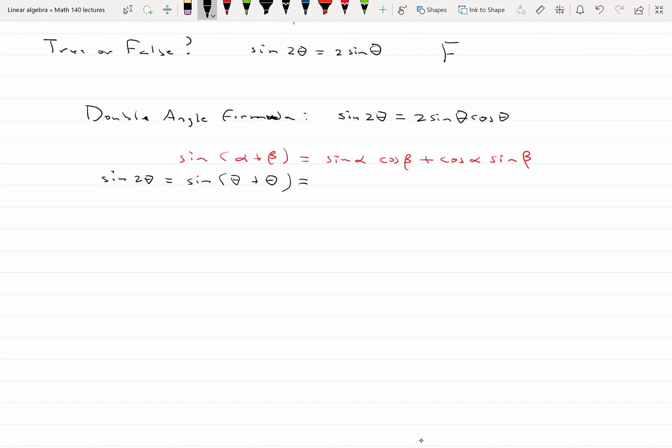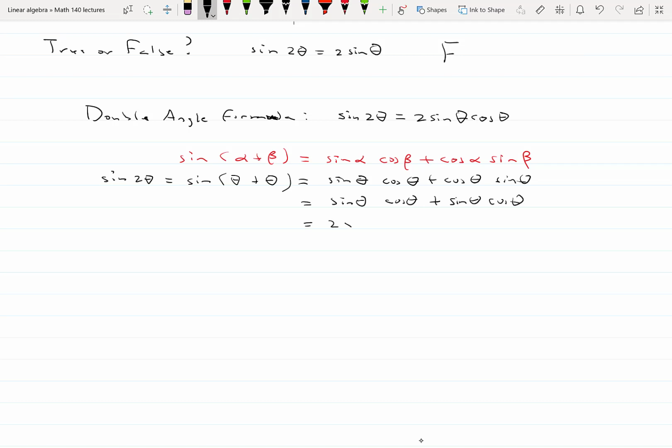So I'm going to substitute into the sine formula, alpha and beta both equal to theta. So this is sine of theta, cosine of theta plus cosine of theta times sine of theta. Well, multiplication is not sensitive to order. So this is sine theta cosine theta plus another sine theta cosine theta.